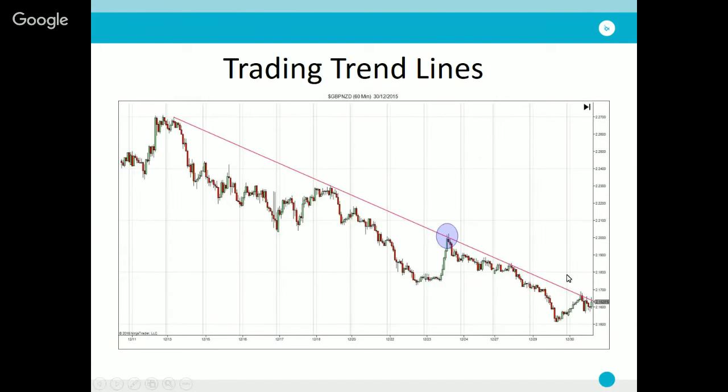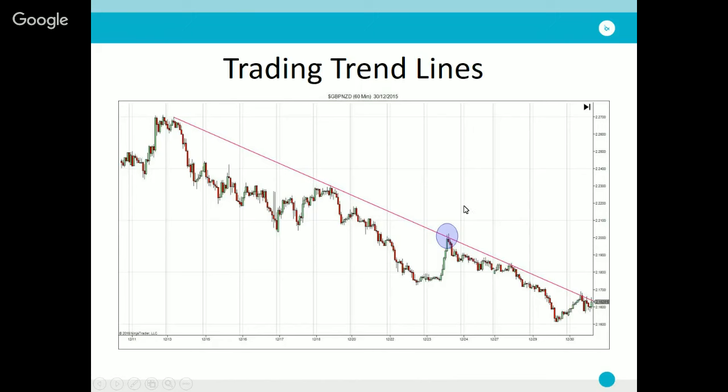So here we have a classic bearish trend structure, okay? You can see we've got a series of lower lows, lower highs, lower lows, lower highs, okay? So price is falling in that nice stair-step fashion that indicates a bearish trend. You can see we've also got our bearish trend line in place.